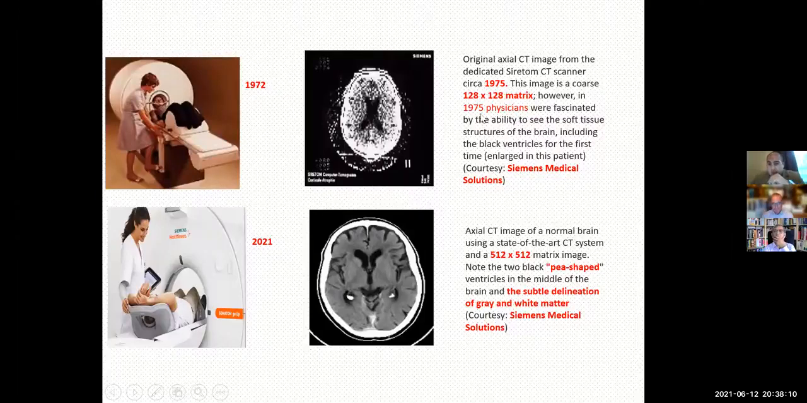Also with different matrices, you will find this image in 1975 has a 128 matrix, but nowadays we commonly use in CT a 512 matrix size, except for the petrous bone, where we use a 1024 matrix size.